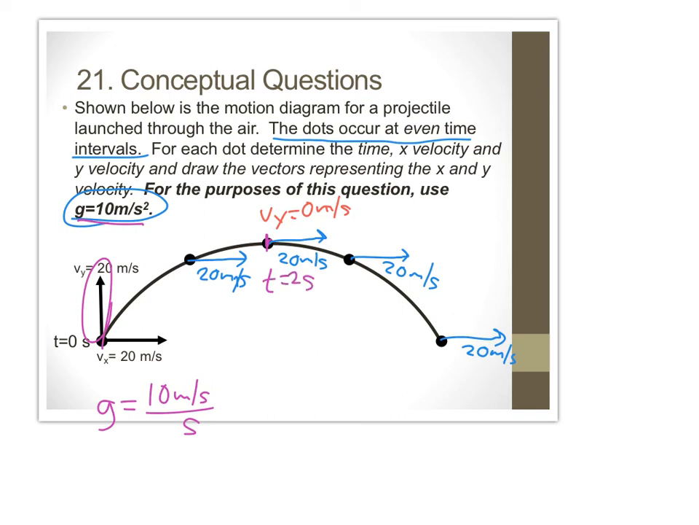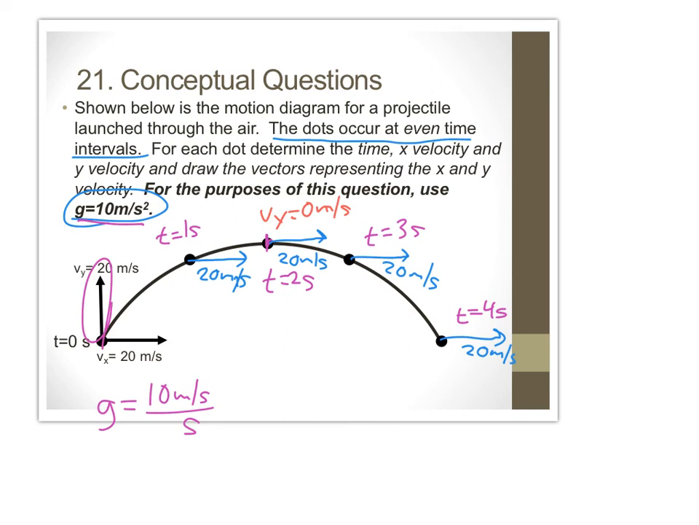That means that this is going to be 4 seconds, because the time when we return to where we started is going to be double the time to the peak. And then I can fill in this time, which is going to be 1 second, and this time, which is going to be 3 seconds, just knowing that these are even time intervals.